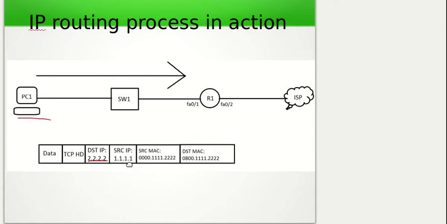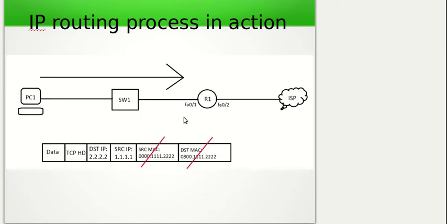So in this case, it's already done that comparison, and PC1 knows that 2.2.2.2 doesn't live in the same local area network as itself. So PC1 is going to have to send that packet to the router in order to reach it. In the source MAC address, it puts its own MAC address. In the destination MAC address, it puts the MAC address of R1, which in this case is 0800.1111.2222. The packet is sent over the local area network through the switch to R1.